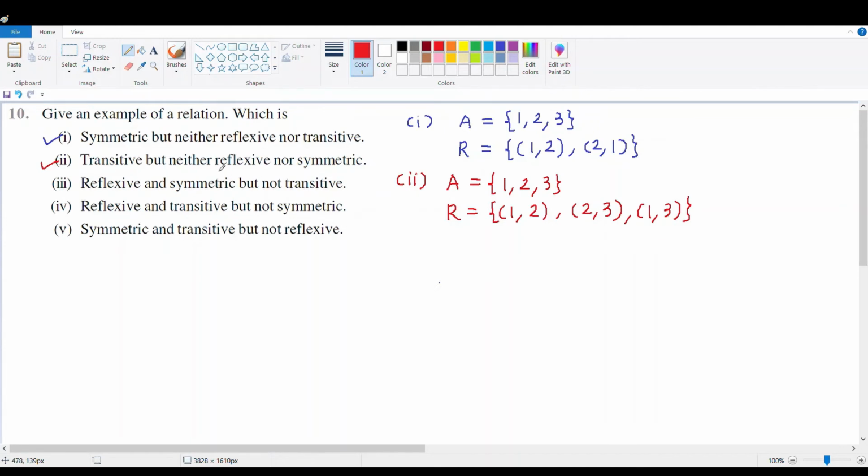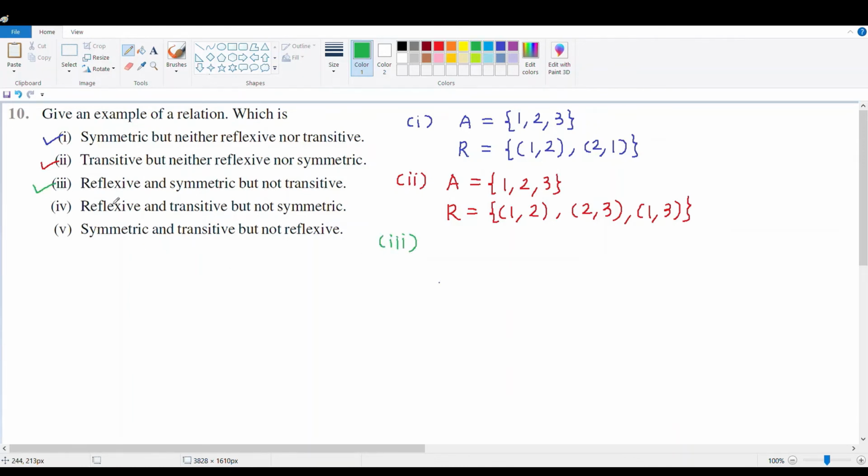Now it cannot be reflexive, so (1, 1), (2, 2), (3, 3) we cannot see here, so it is not reflexive. Symmetric: we got (1, 2), do we have (2, 1)? No, so it is not symmetric either. So this is the example for that question 2. Now question 3.